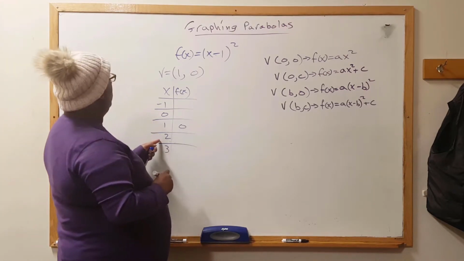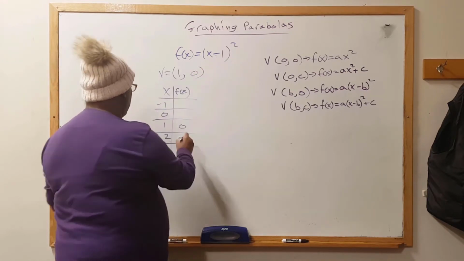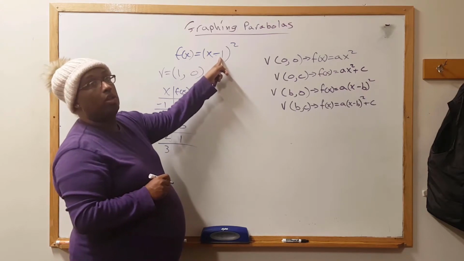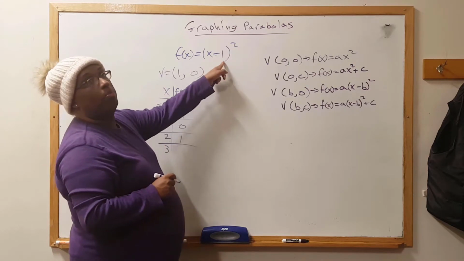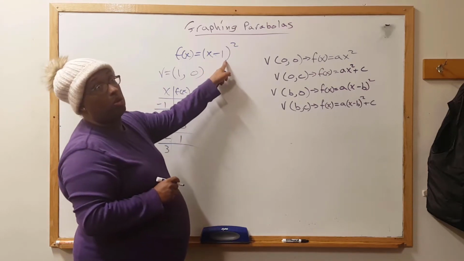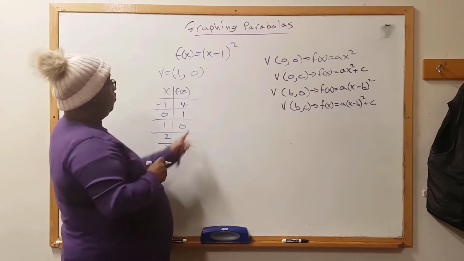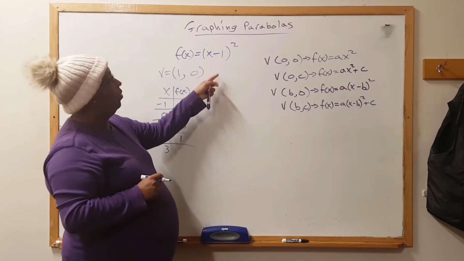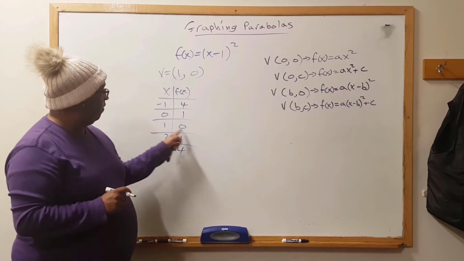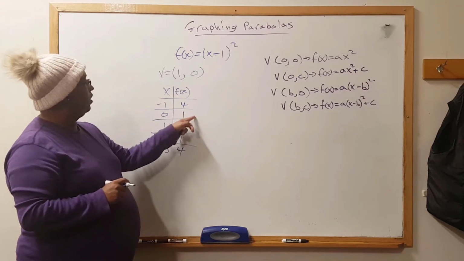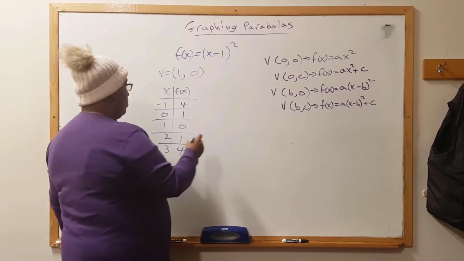I plug in 2, 2 minus 1 is 1, 1 squared is 1. 0 minus 1 is -1, squared is also 1. -1 minus 1 is -2. -2 squared is 4. 3 minus 1 is 2. 2 squared is also 4. So we have our table, it's complete. Right here is the vertex. All points on either side of the vertex are symmetrical. That means we did it correctly. So now we can graph this.